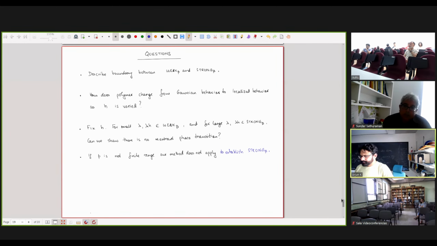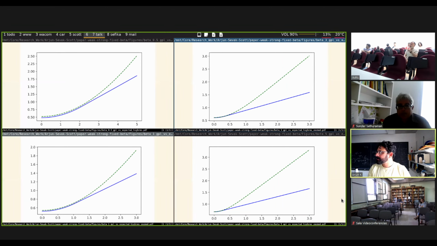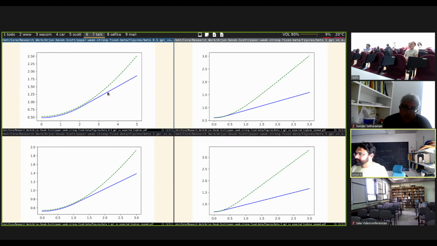Okay. However, I can show, I want to show you some pictures. So what I'm drawing here, in blue, is the point-to-line free energy. On the x-axis, I have the strength of the field H, and on the y-axis, I have the point-to-line free energy. This dotted line in green is the annealed bound.